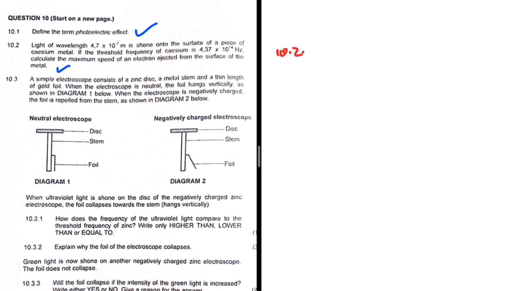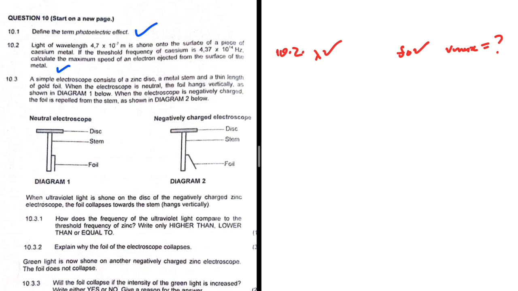So let's take a look. We have the wavelength of the light that is shone. And then we have the threshold frequency of the metal. And then we are looking for the maximum speed. We are looking for V max. This is what we are interested in. So how can we possibly combine all these formulas with all these variables, with one equation and solve for V max?